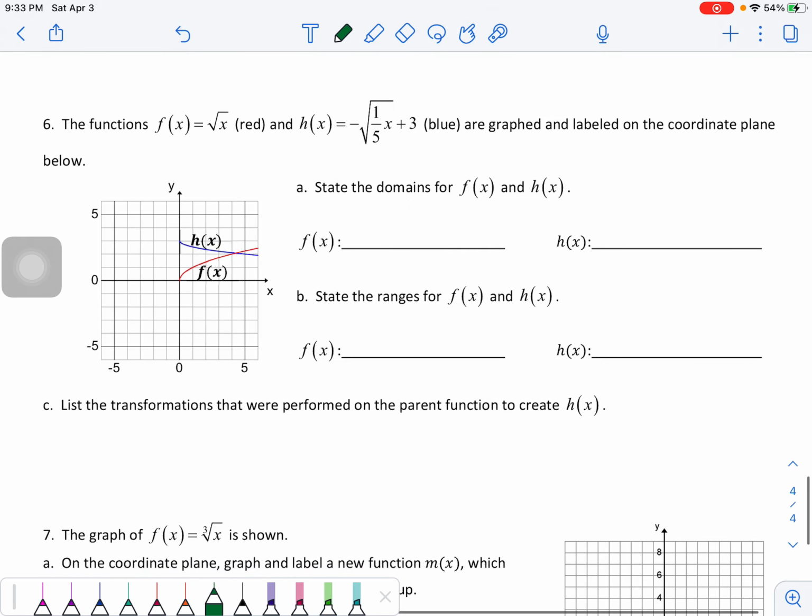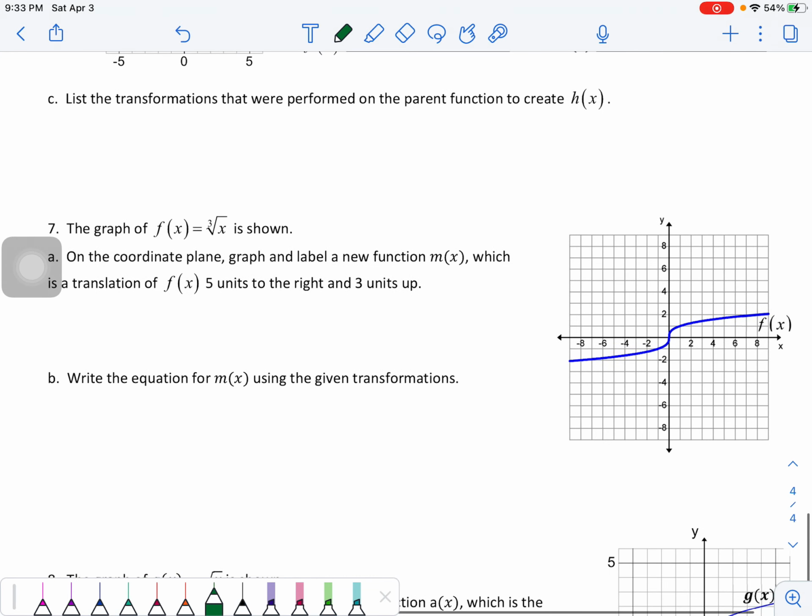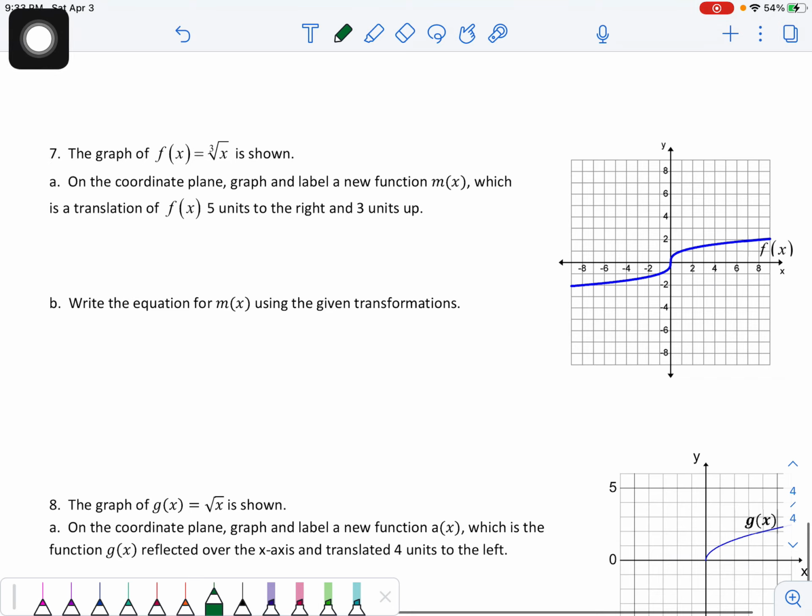I'm skipping number 6, which is just like the last one. And on to number 7 here. All right, so the graph of the cube root function is shown. Graph and label a new function, which is the translation of f of x 5 units to the right and 3 units up. All right, so I'm going to take the origin. Okay, I'm going to go 5 units to the right, up 3 units, and this is where my new origin would be.